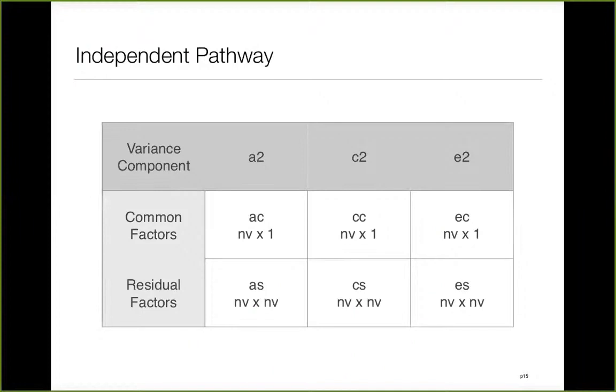Of course, it is additionally possible to biometrically decompose the residual or unique variants of phenotypes. The table in this slide presents the MX names of the loadings matrices for the common factors and the unique factors. Here, NV means number of variables, that is, the number of phenotypes. The loadings matrices for the common factors are NV length column vectors. The loadings matrices for the residual or unique factors are NV by NV diagonal matrices.